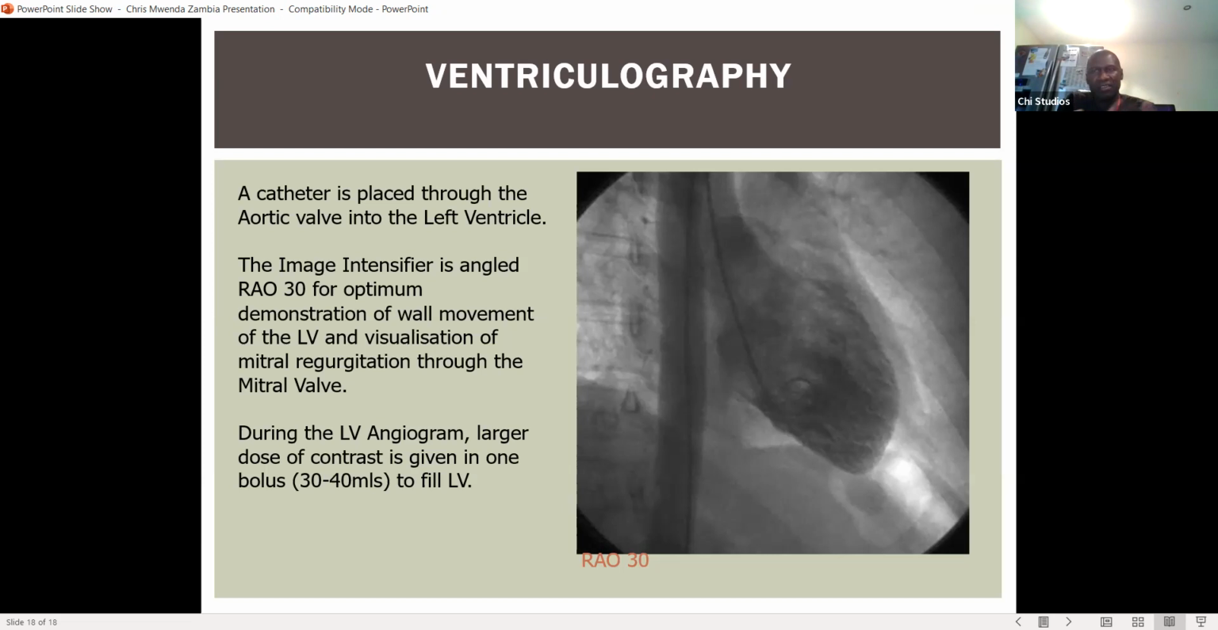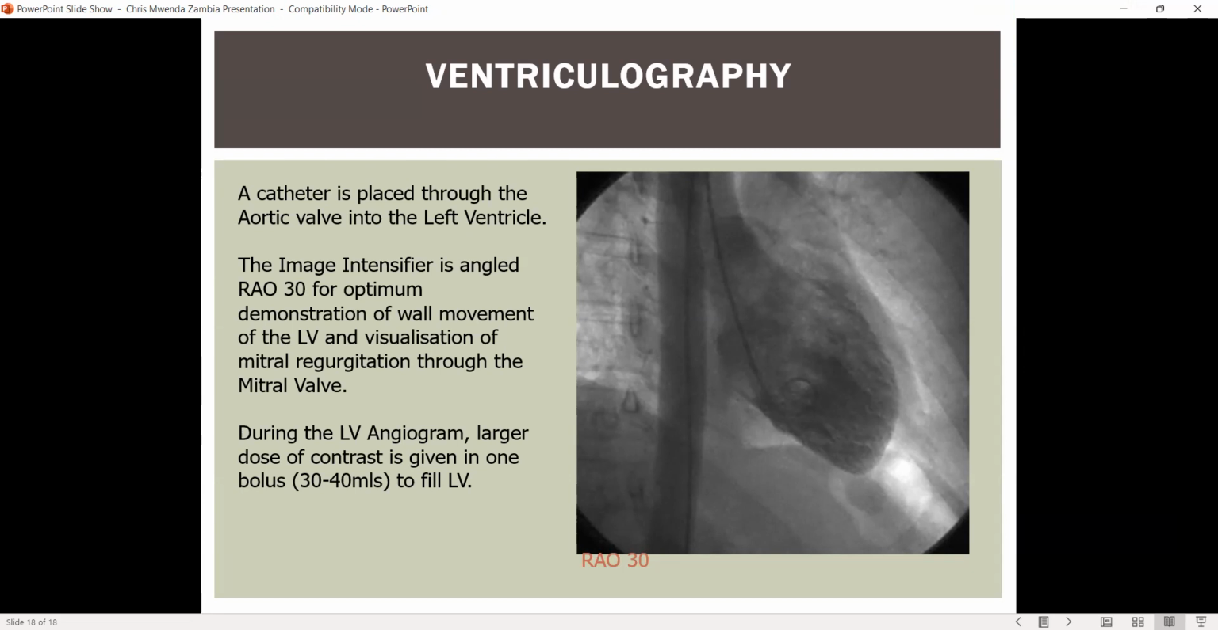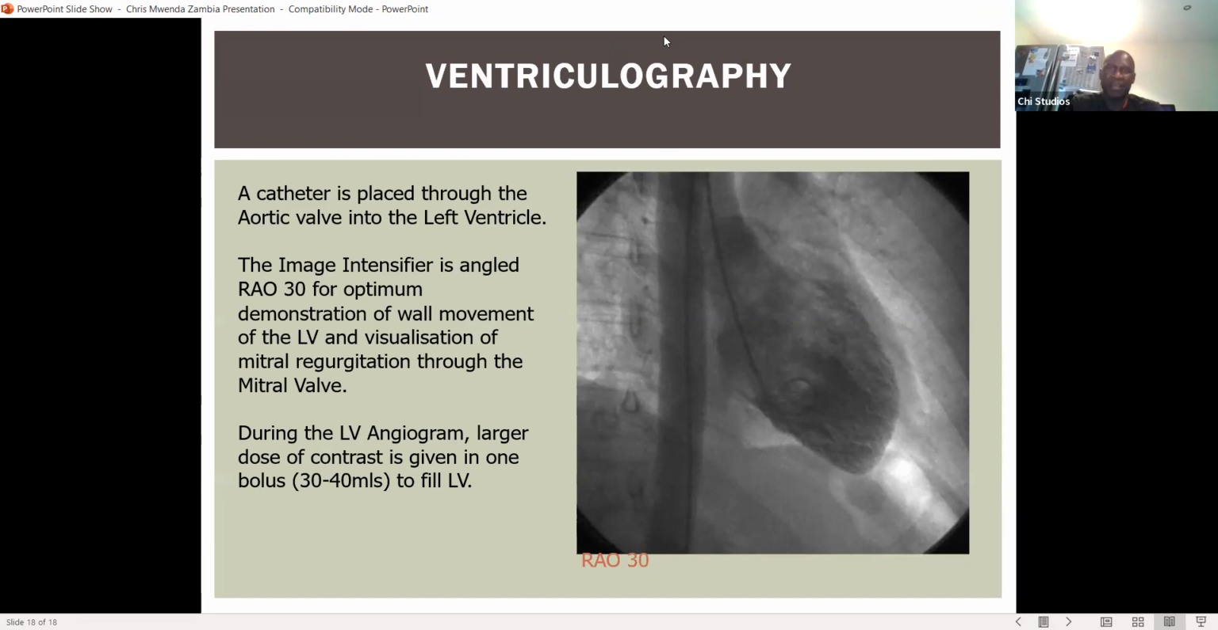I don't know if you're at this juncture and you want some questions, or we can go and do the radiation protection. I don't know what the moderator thinks. Yeah, I think due to time, we can go straight to radiation protection. Then at the end of the two presentations, people can ask questions. Okay, that's fine.